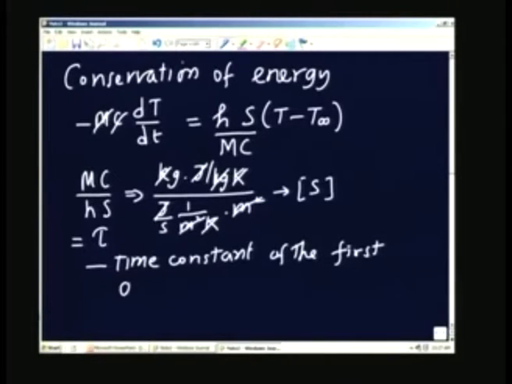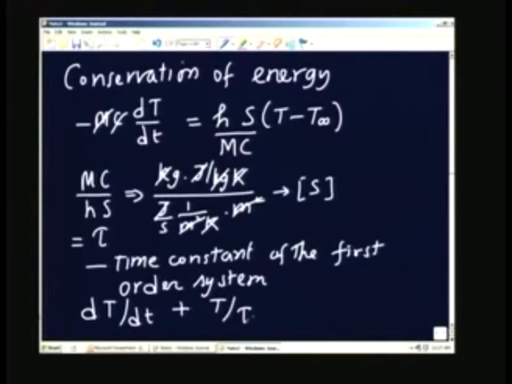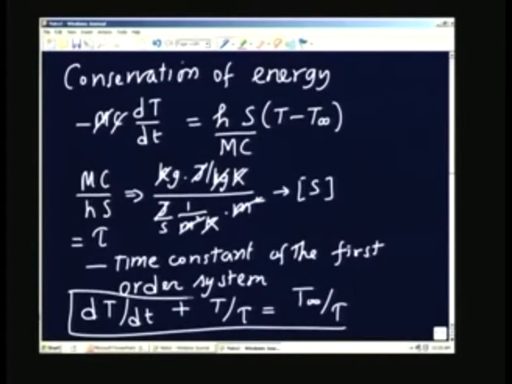Time constant of the first order system. Why is it a first order system? Because the equation has a first order derivative in it. It is governed by a first order equation. So, with this notation mc by hS equal to tau, I can rewrite the equation very simply as dT/dt plus T by tau is equal to T infinity divided by tau. This is the equation governing the problem.